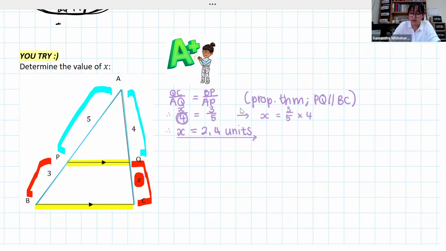There's nothing wrong with the decimal. Okay, remember, lengths are measured with decimals, so there's absolutely nothing wrong with a decimal.